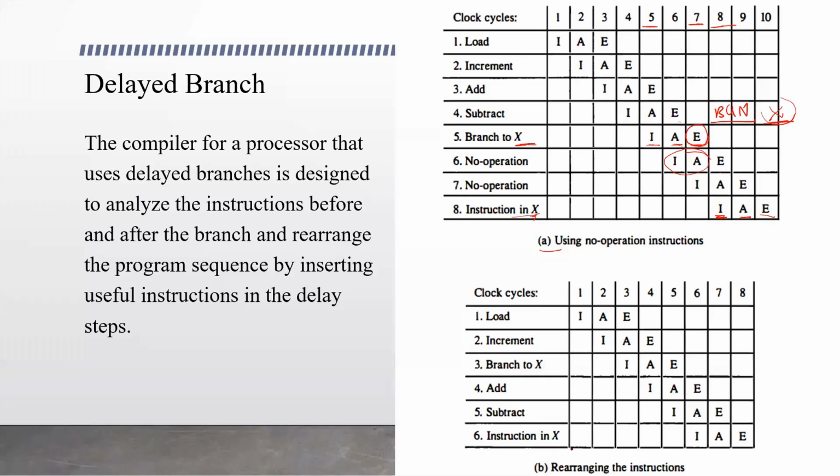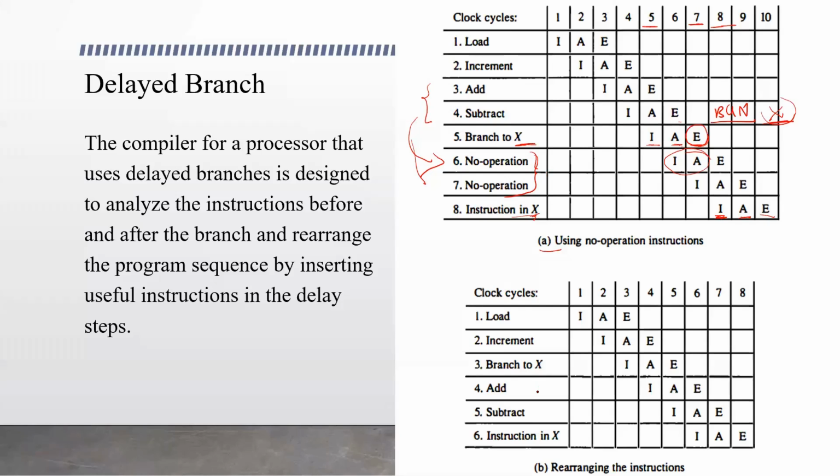In diagram B, you see the no operation instructions are replaced with add and subtract. Here instructions are rearranged. The compiler checks if there is a branch instruction, and it rearranges the instructions to avoid the delay. So after load and increment, the third and fourth instructions, add and subtract, are brought down after the branch. So when the branch instruction is being executed, when it finds the branching address, during that time, we can execute two instructions instead of just giving a no operation instruction and wasting the time.